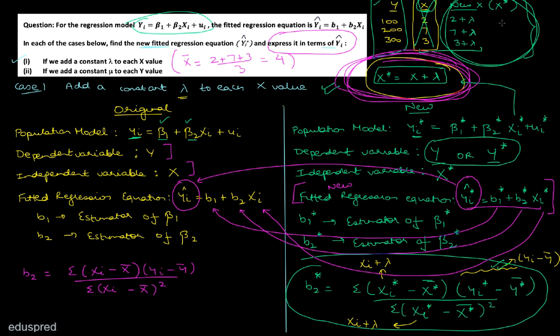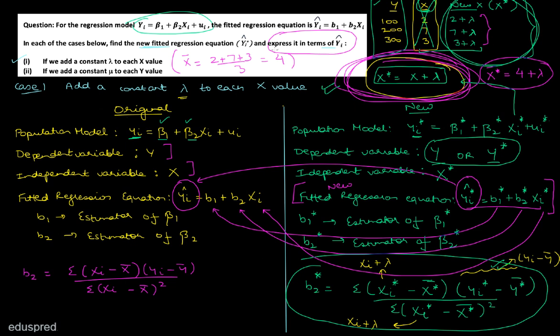Now if you try to find the mean of x star, that is, x star bar, you will find that this is equal to 4 plus lambda. If you want, you can try this on your own. You can add these three values and divide it by 3. You will find that the mean of x star is 4 plus lambda. Basically, if you increase each value of x by lambda, even the mean gets increased by lambda.